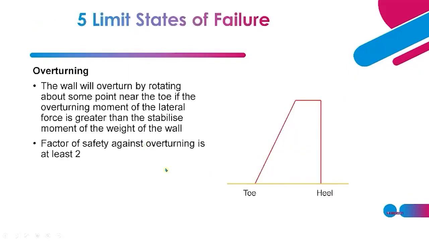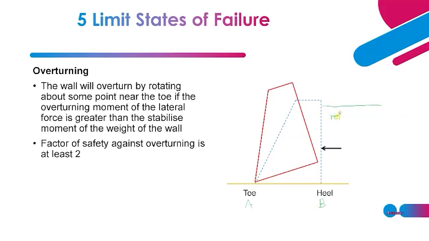So we have overturning. The wall will overturn by rotating about some point near the toe. Kat sini if overturning moment of the lateral force, this is lateral force, is greater than the stabilizing moment of weight of the wall, this is what will happen. We have toe and heel. For toe, kita panggil dia A. For heel, we call it B. Dia akan rotate dekat A. Means, kat belakang ni ialah you punya retain material. Anything that you retain, for example, if you retain water, soil, so it's going to be at the back here. A mesti yang dekat depan lah, meaning we call it as toe, and B is heel.